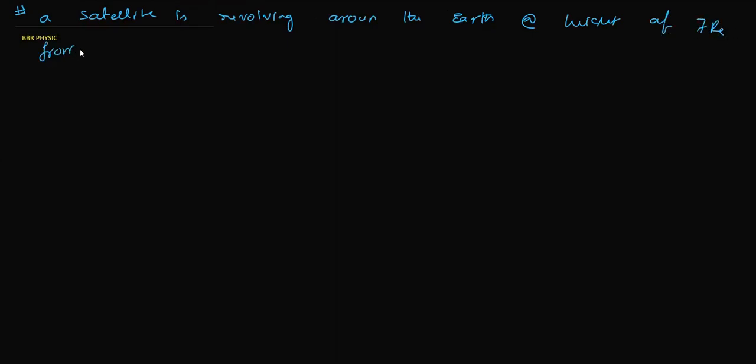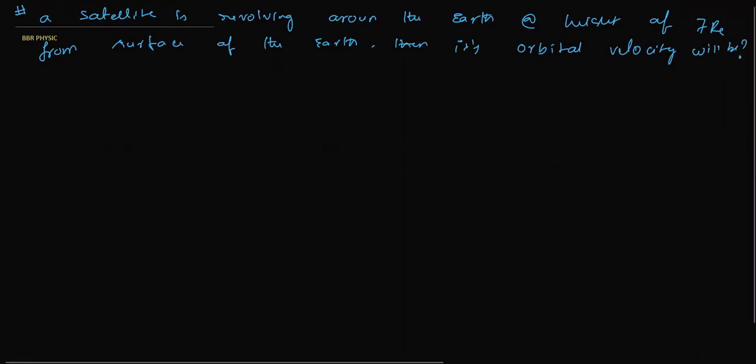So they're asking a question like this. A satellite is revolving around the Earth at a height of 7 RE from the surface of the Earth. Then its orbital velocity will be?